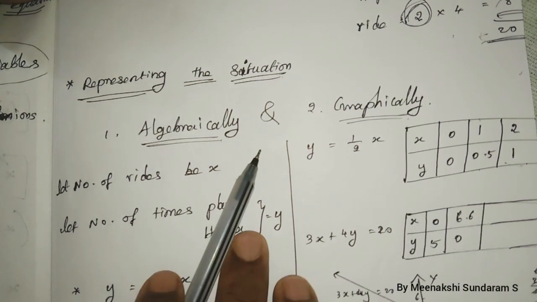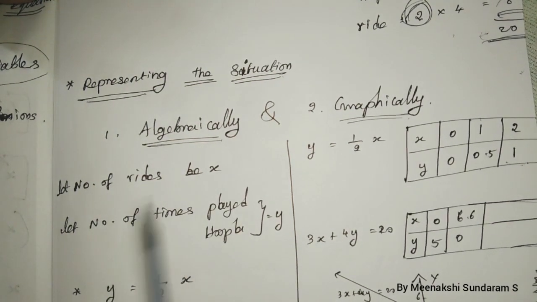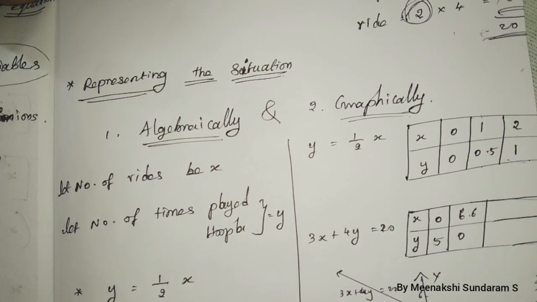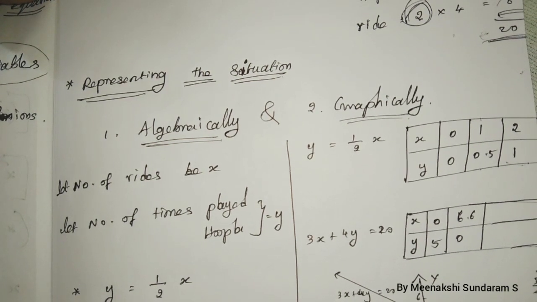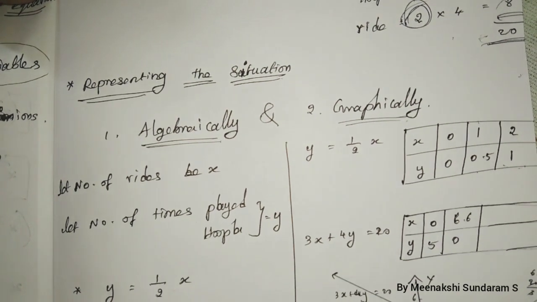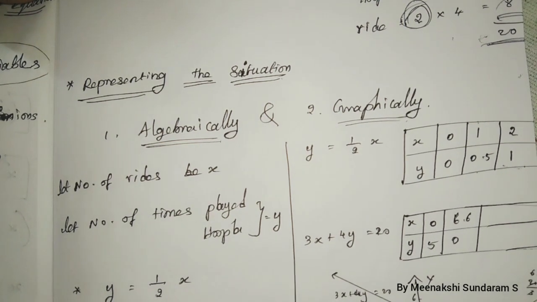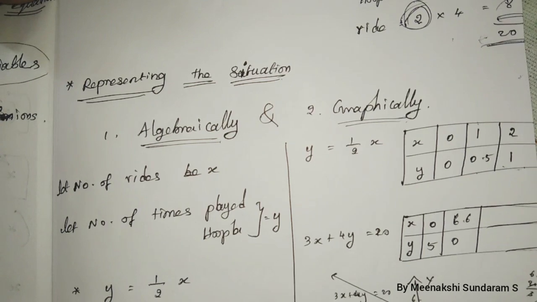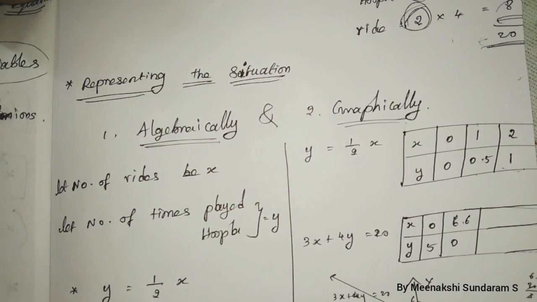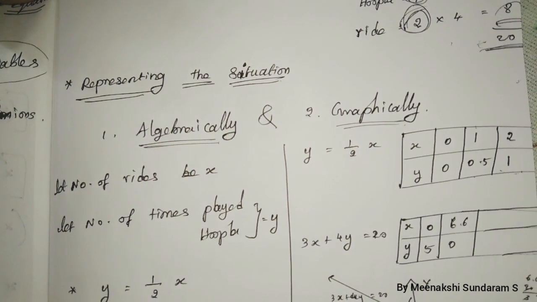So algebraically, first we consider the number of rides. In this problem, they are asking the number of rides of the giant wheel, and how many times he played hopla, you should find out. They have given 2 conditions and 2 unknowns to find. The 2 conditions we can consider as 2 equations. The 2 unknown values we take as x and y. We can combine these and easily find the answer.